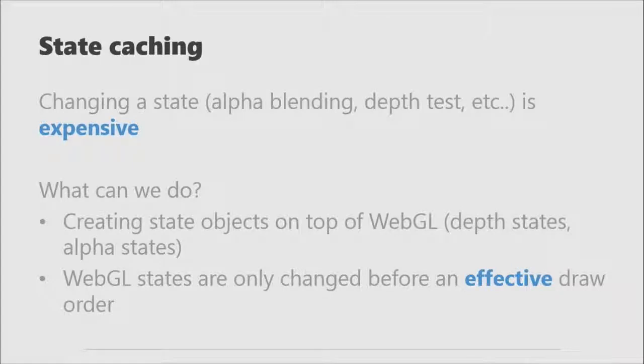Then state caching is another issue we had. WebGL is a state machine, so each time you want to change something, it's extremely expensive because the state machine has just one state. So if you want to change something, you have to finish what you are working on, wait for the end of what you are working on, change the state, and run the next step, rendering a new frame or whatever.